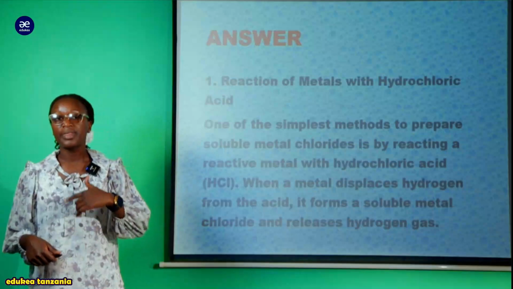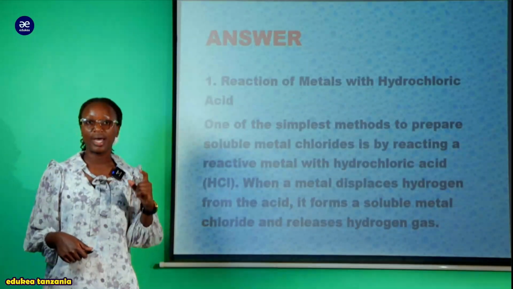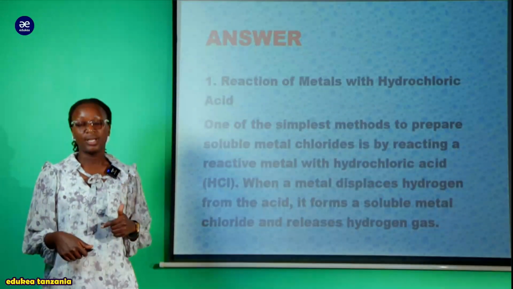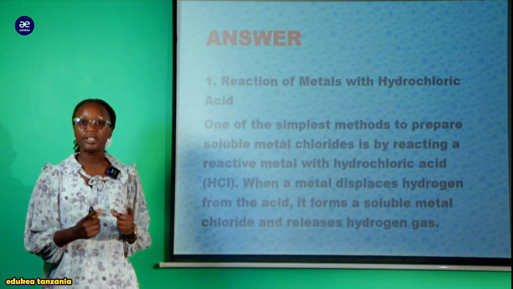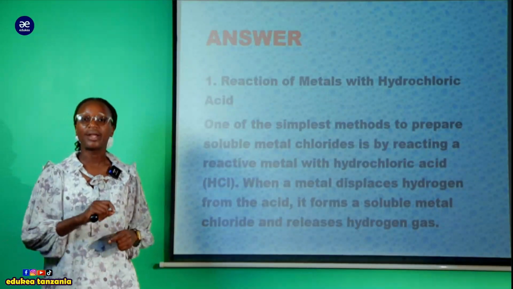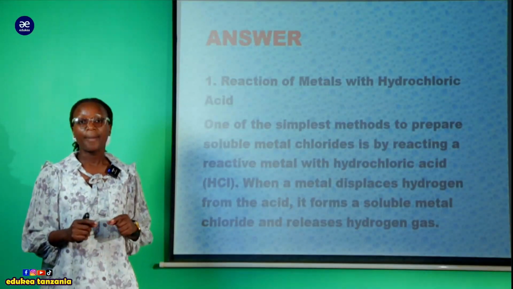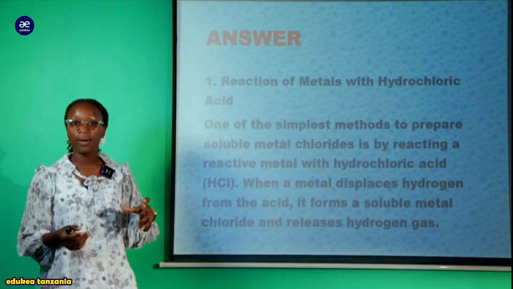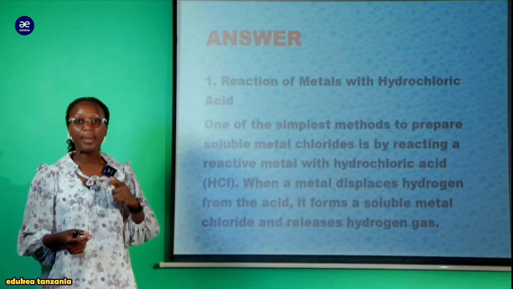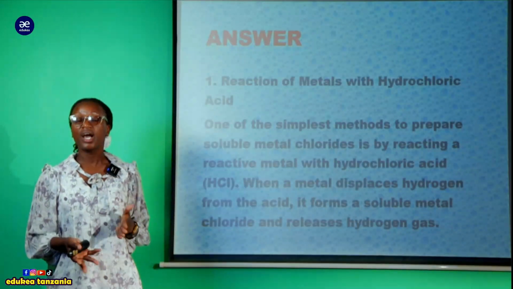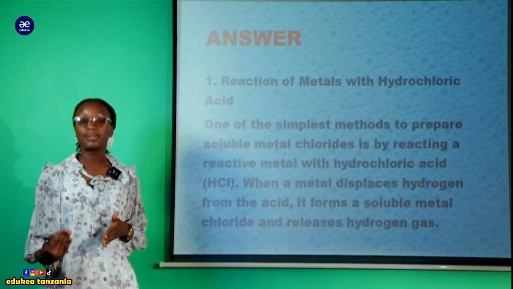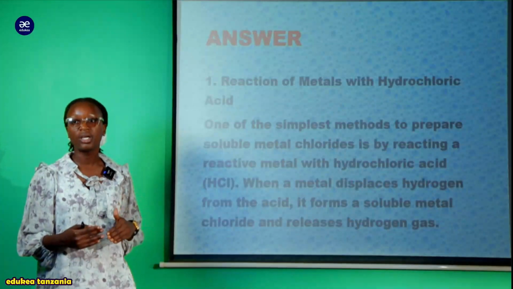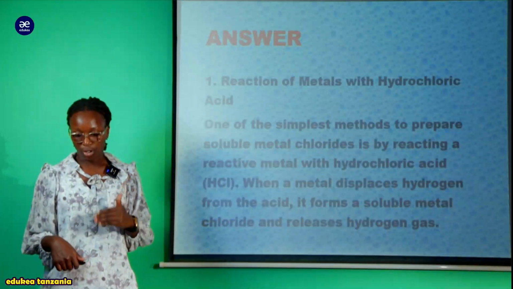So you can see that from the HCl, once you react it with the reactive metal, the metal will displace the hydrogen, and finally we are going to get the metal chloride compound, and we will release hydrogen as a gas. So the metal which will react with HCl, make sure it is reactive. It must not be less reactive, which will not be able to displace the hydrogen in HCl. It will be difficult to make the preparation of this metal chloride.